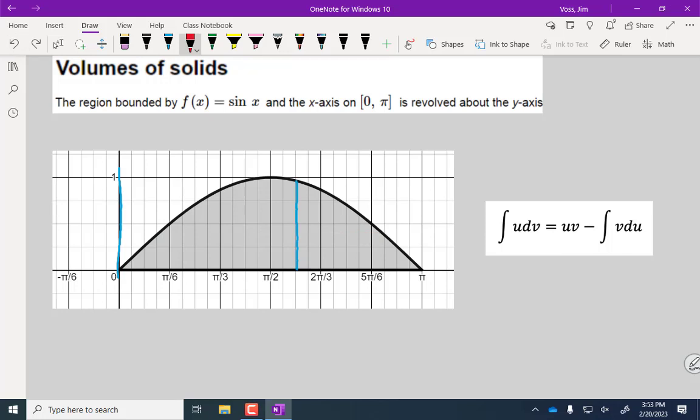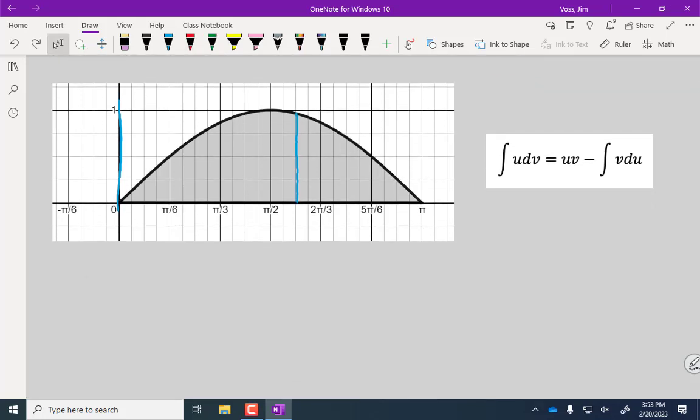So we're going to use a shell. And we know that the area of a cylinder, the area of a shell or a cylinder, is 2 pi RH.